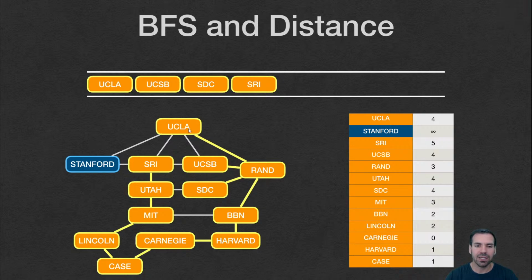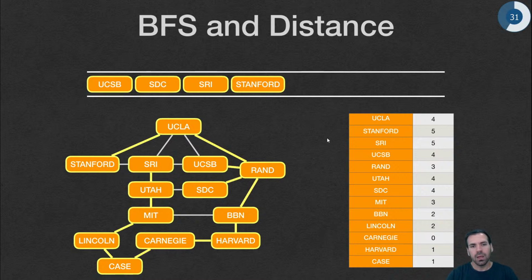UCLA, already explored. Find Stanford, mark it as explored, enqueue it, set its distance to 5 because UCLA's is 4. And then at this point, visually, we can look at this and say our job is done. We have all of the distance numbers. All of our nodes are explored. There's nothing left to do here.